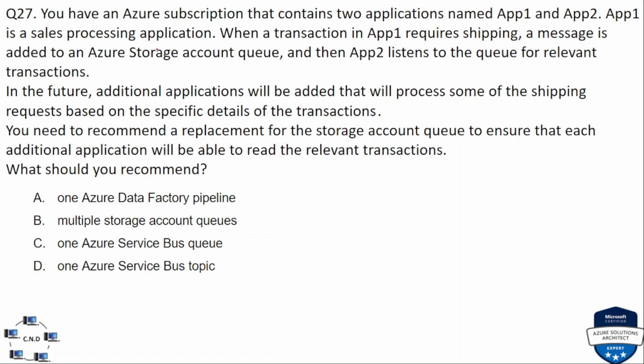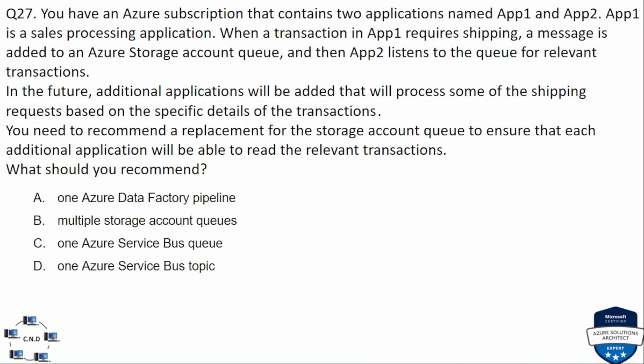Question number 27 is that you have an Azure subscription that contains two applications named App1 and App2. App1 is a sales processing application. When a transaction in App1 requires shipping, a message is added to an Azure storage account queue, and then App2 listens to the queue for relevant transactions. In the future, additional applications will be added that will process some of the shipping requests based on the specific details of the transactions. You need to recommend a replacement for the storage account queue to ensure that each additional application will be able to read the relevant transaction.